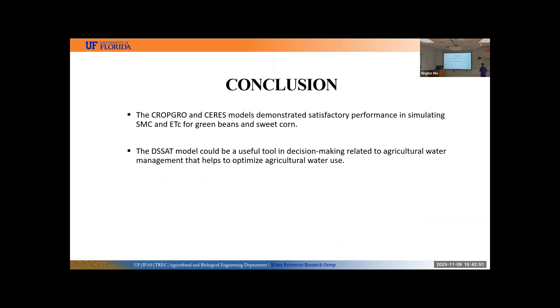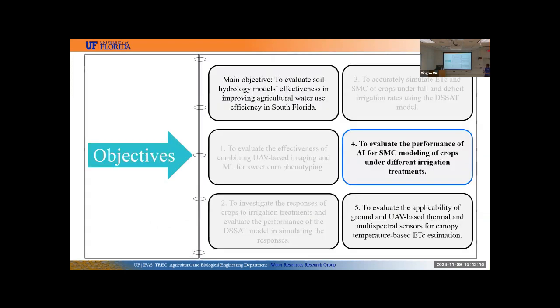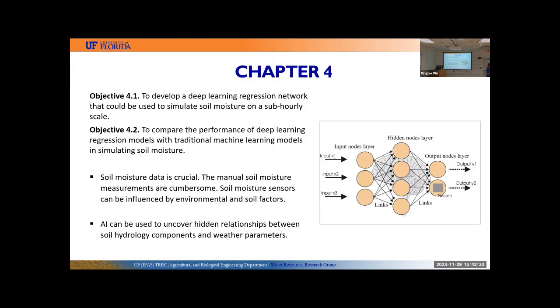So as a conclusion, we have concluded that these two models demonstrated a satisfactory performance in simulating soil moisture content and evapotranspiration of green beans and sweet corn. So this model could be used as a useful tool in decision making related to agricultural water management that helps us to optimize agricultural water use. So with that, I'll end chapter 3. So let's jump to chapter 4.